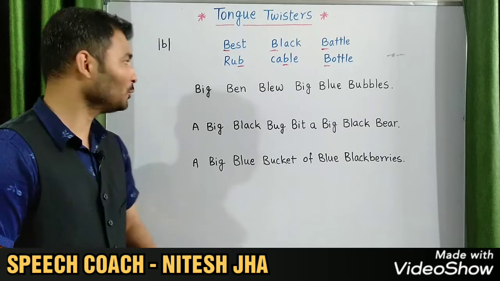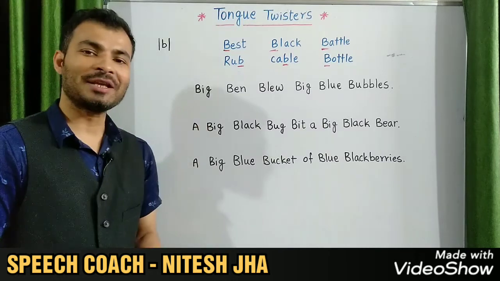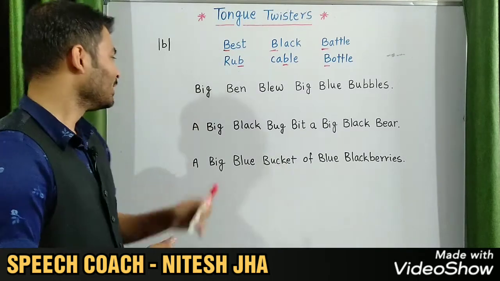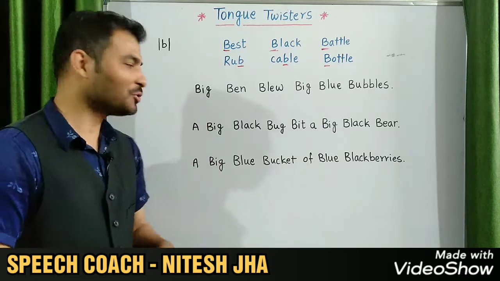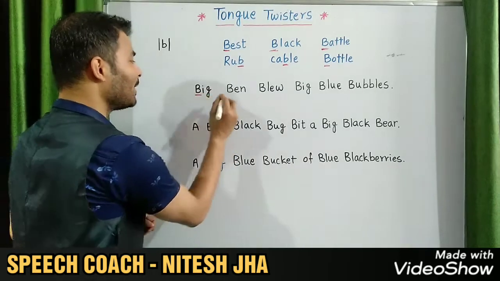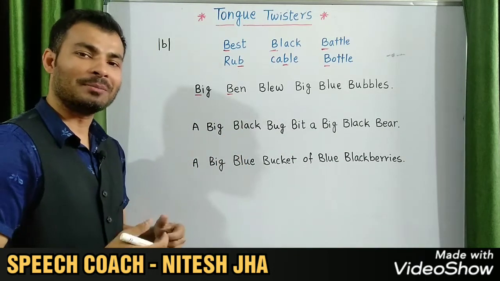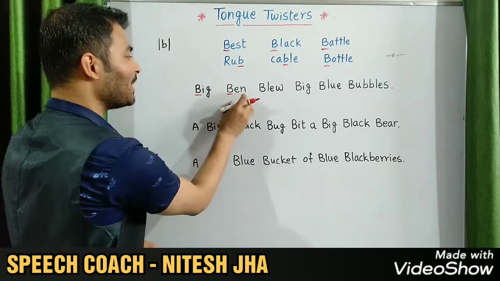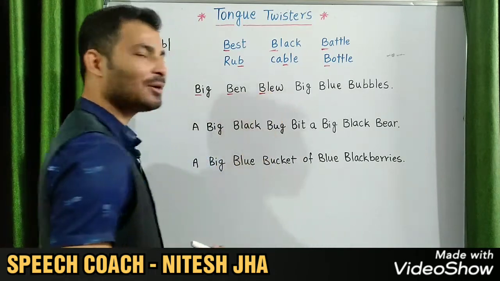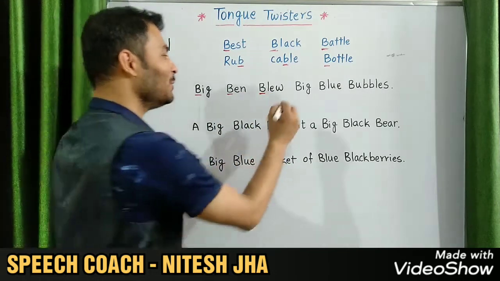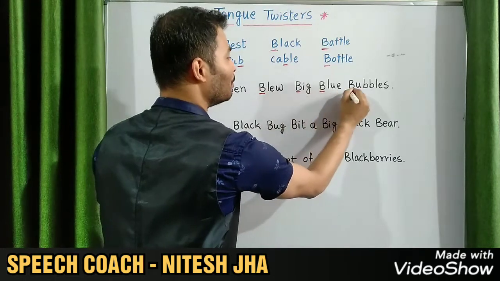We'll see a few more tongue twisters based on the b sound. Next is big. How do you pronounce it? Big. It's a Big Ben. Ben is what? It's a tall hill or maybe a mountain. Okay. So Big Ben. Blue. How do you pronounce it? Blue. Okay. Blue. Big blue bubbles.